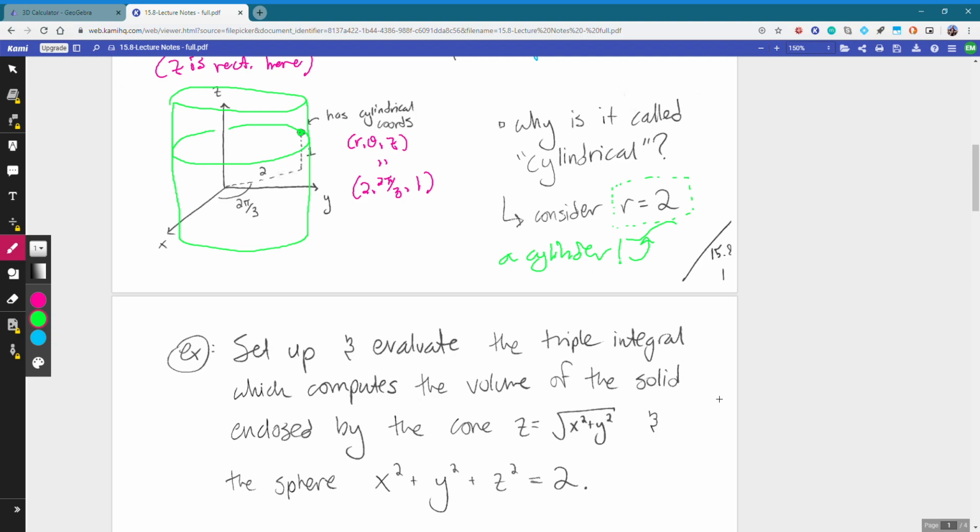And so, if you haven't had a chance to work through this yet, pause the video, see if you can figure out the integral we're going to be working with, see if you can get all the limits of integration, and see if you can then go through and actually evaluate the triple integral and find the volume of this solid.